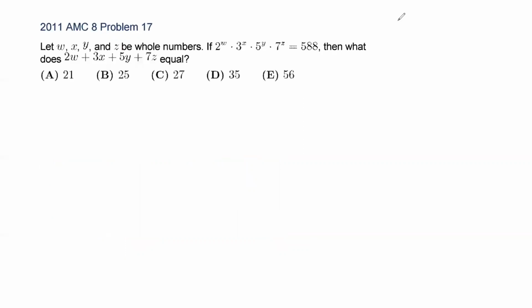Let w, x, y, and z be whole numbers. If 2 to the w times 3 to the x times 5 to the y times 7 to the z is equal to 588, then what does 2w plus 3x plus 5y plus 7z equal?